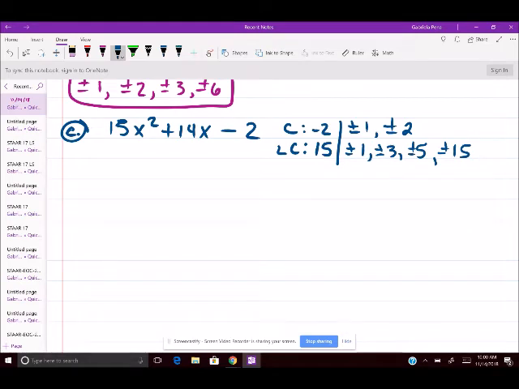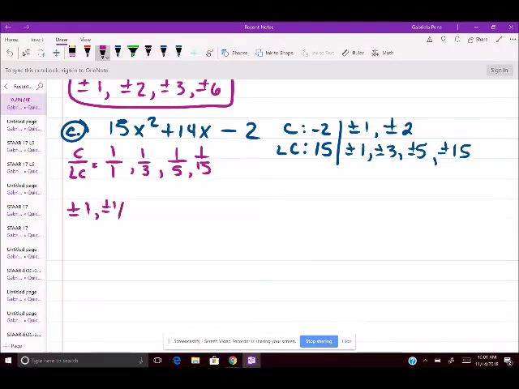3 and 5. So this one, because you have more than one thing in your leading coefficient, you're going to have a lot more answers. So when I start this one, constant divided by my leading coefficient, the first one is 1 over 1. Then I have 1 over 3, and then 1 over what? 5, and 1 over 15. Do any of those reduce? Well, the first one, 1 over 1 is what? 1. So 1, plus minus 1/3, plus minus 1/5, plus minus 1/15.